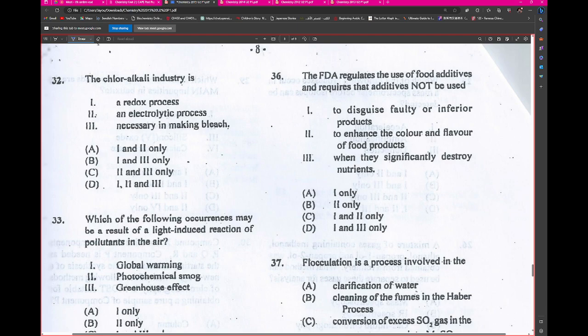32. The chlor-alkali industry is an electrolytic process? Is a redox process? Is this for making bleach? Is that all true? Yes or no? No one? Okay. I'm going to give you guys one more second. Yes or no? I don't know. I'm thinking all 3.